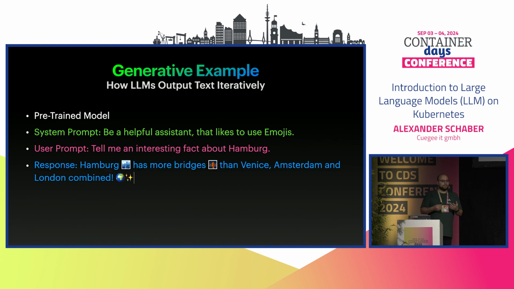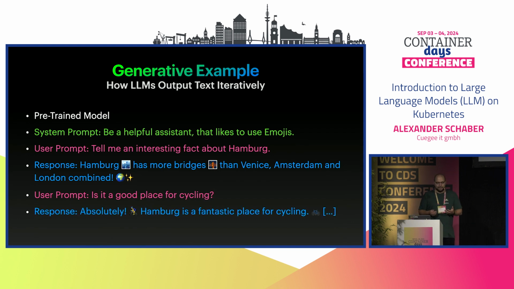Then the large language model responds to us by giving us an interesting fact, and we can ask it something else. And wait, is it a good place for cycling? So I referred to Hamburg by saying "it", but the large language model still understood, dereferenced it to Hamburg, and still understood the context I was talking in. So how does it do that?